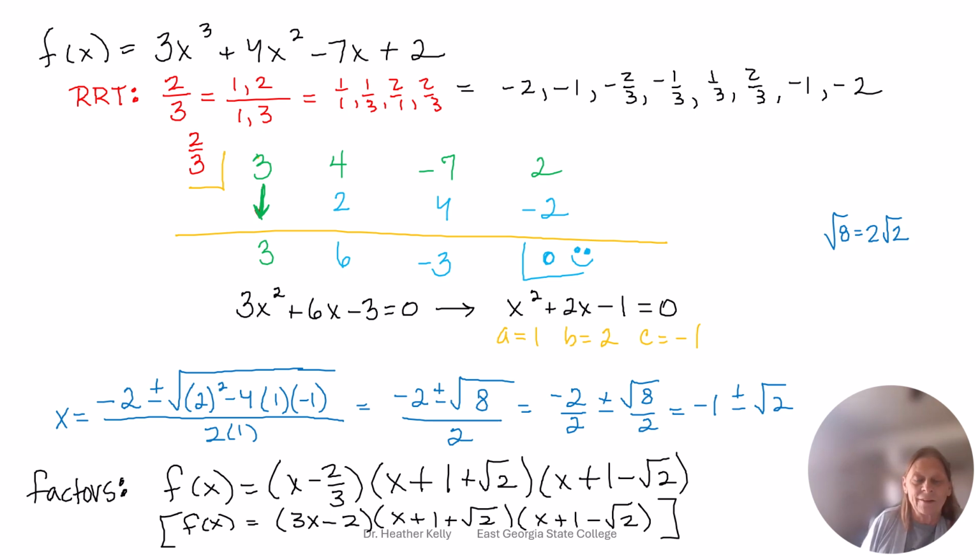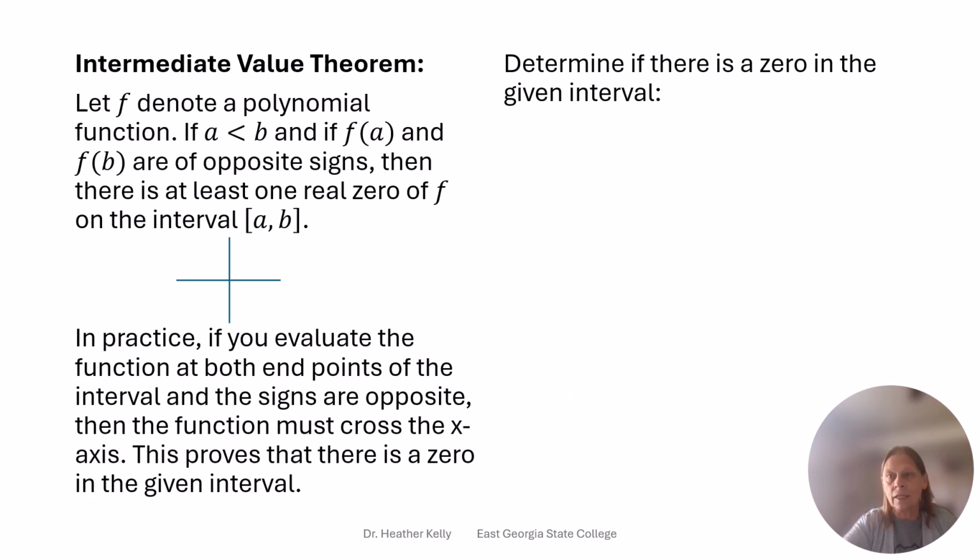Okay. All right. Now I have one last thing to talk about, and it's called the intermediate value theorem. The intermediate value theorem goes like this. Let f denote a polynomial function. If a is less than b, and if f of a and f of b are of opposite signs, then there's at least one real zero of f on the interval between a and b. Now let me draw a picture real quick, because the picture tells the whole story here.